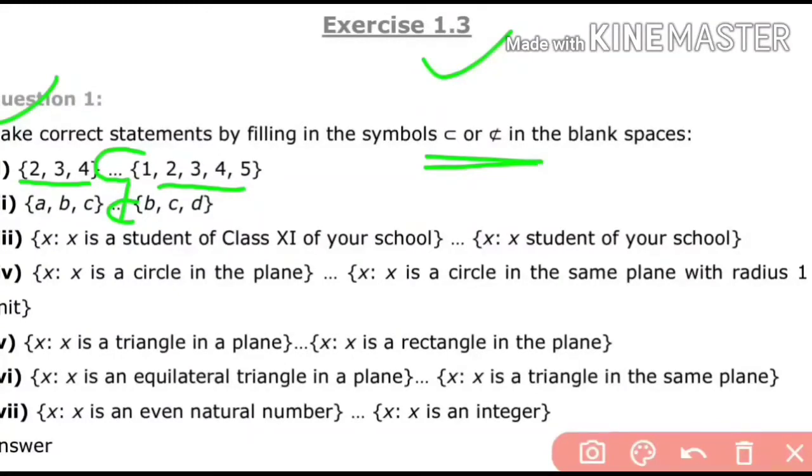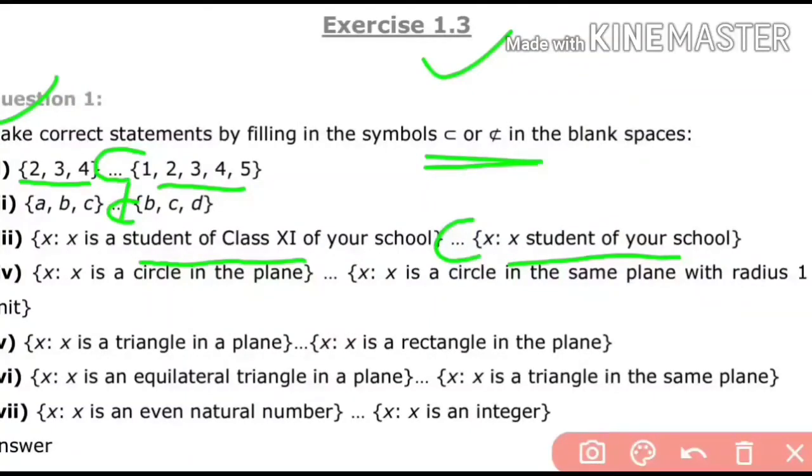Next is {x : x is a student of class 11 of your school}, and on the second side we have {x : x is a student of your school}. The 11th class is already part of the school, so this is a subset. The first set is a subset of the second.